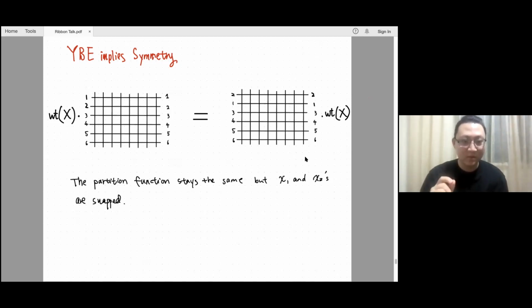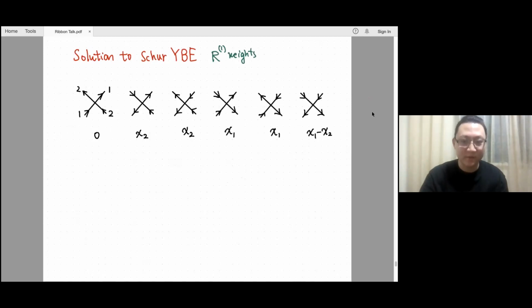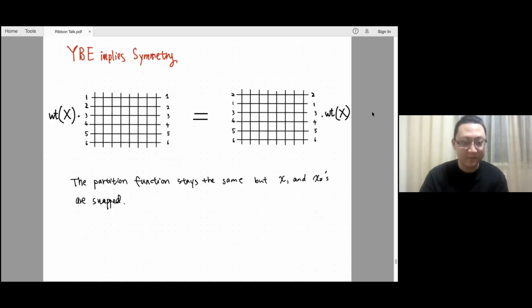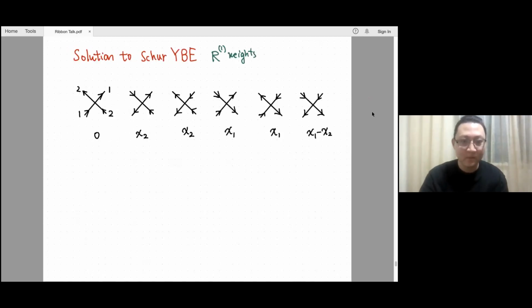And you can do this for any adjacent rows. And because the symmetric group is generated by involutions, adjacent transpositions, it does tell us that the partition function, the symmetric polynomial, is invariant under the symmetric group action. And so here is the solution to the YBE, the Yang-Baxter equation, of the 6-vertex model case.